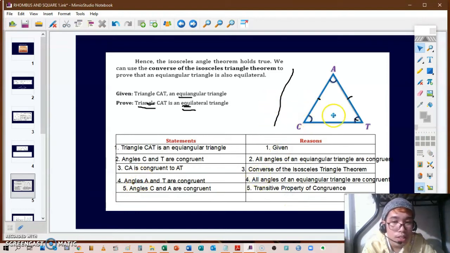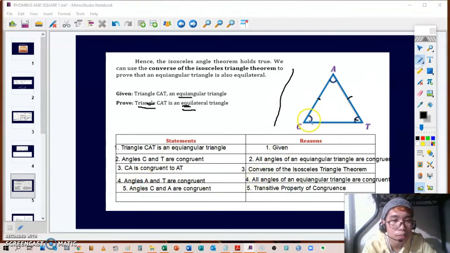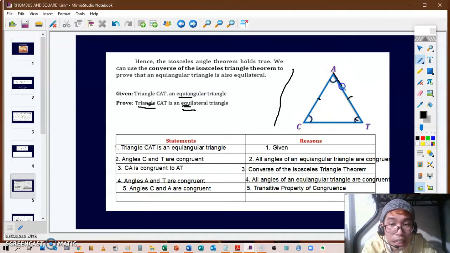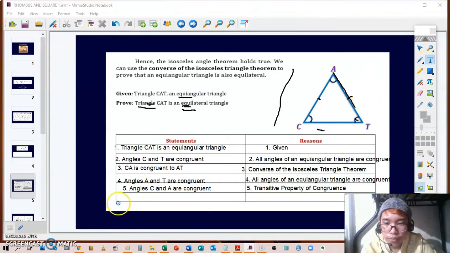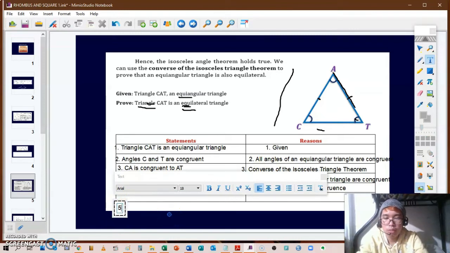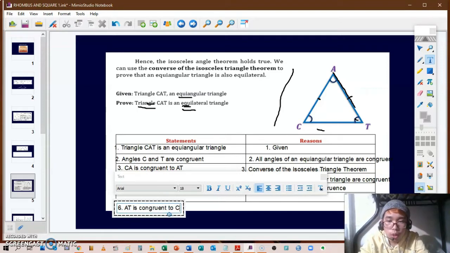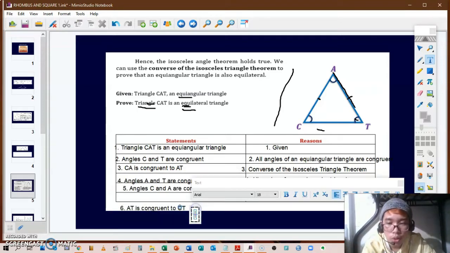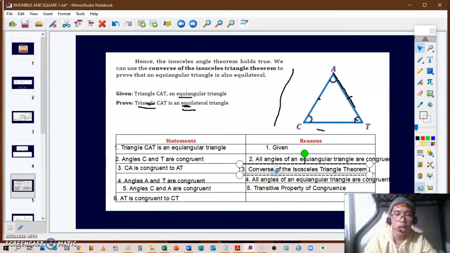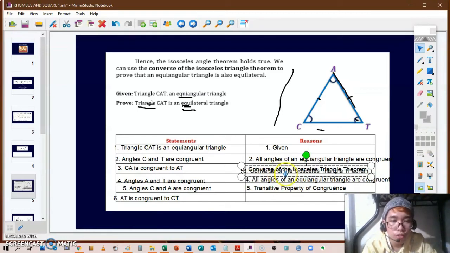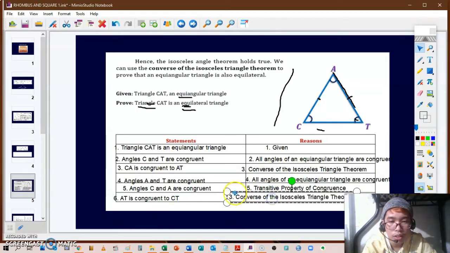So therefore their opposite sides must also be congruent. So that means we have here AT and CT. So that means AT and CT are also congruent. So that must mean that AT is congruent to CT. Okay, so the reason for that is simply the converse of the isosceles triangle theorem.